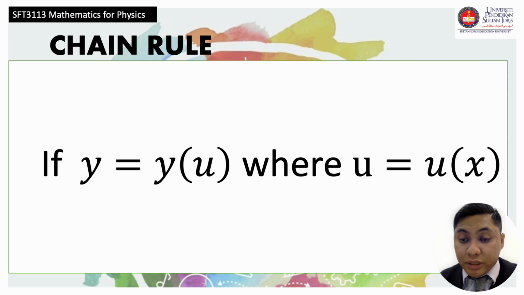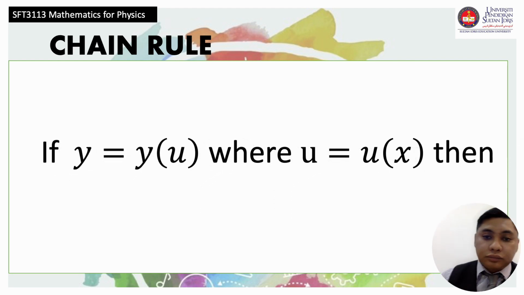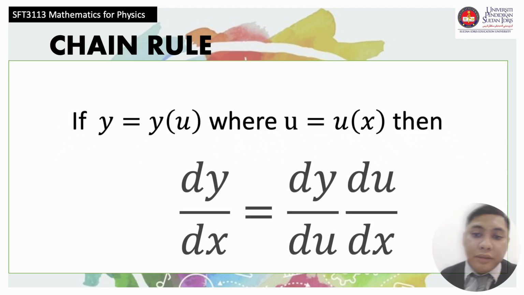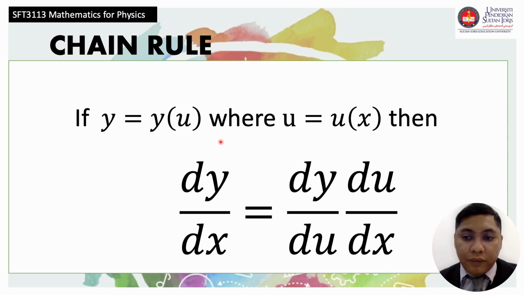How are we going to differentiate if you have a function, and then inside the function itself you have another function? How are we going to solve it? We use the chain rule. According to the chain rule, if you have a function inside a function, this is how you differentiate.